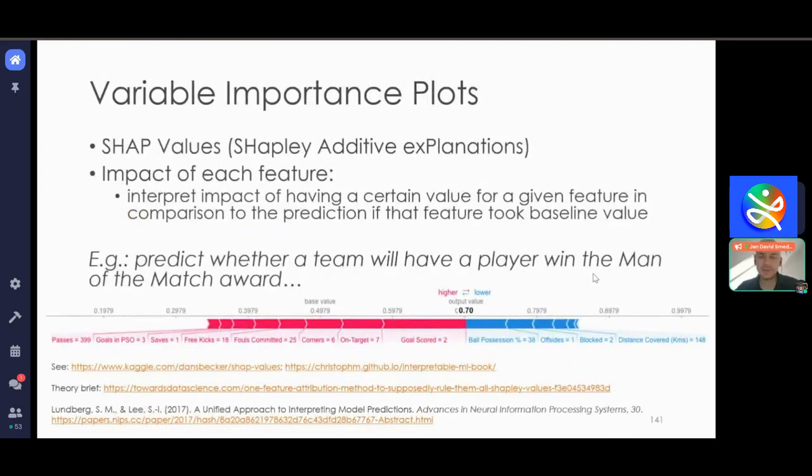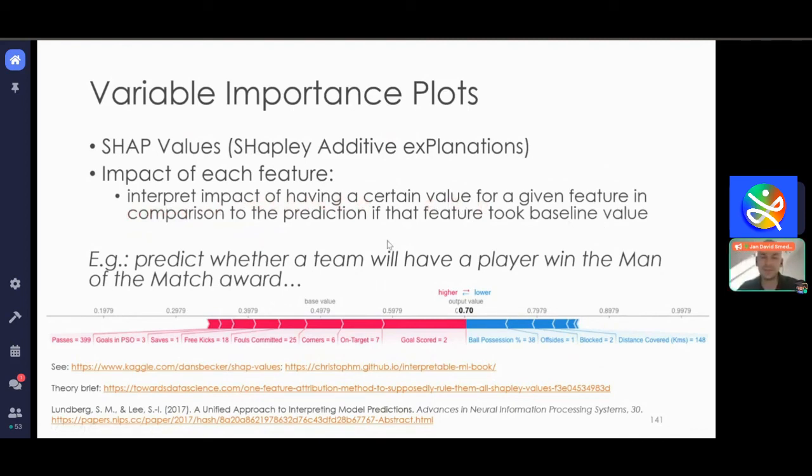Just to get to the interaction, this is probably the most common model or approach in explainability that you see. So these are SHAP values, Shapley additive explanations. They render out, in standard supervised machine learning systems, the impact of each feature in the system. They basically are an interpretation of the impact of having a certain value for a given feature in comparison to the prediction if that feature just had a baseline value.